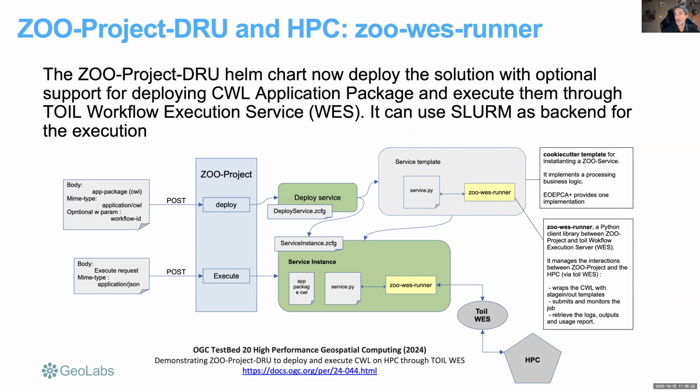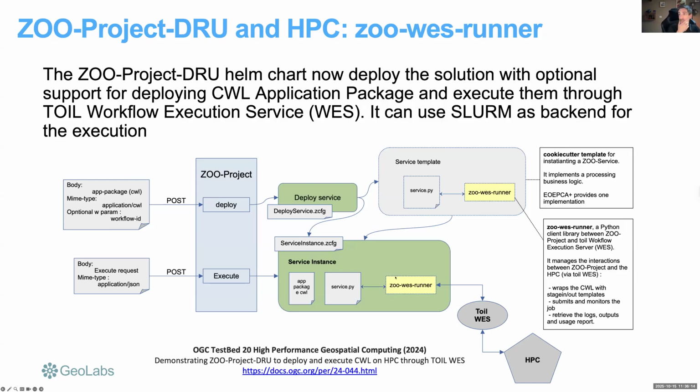Hopefully, with work led by EOEPCA, in the EOEPCA Plus project, we introduced the ZOO WES runner, which relies on the Toil Workflow Execution Service, made by Santa Cruz University in the US, and it can use Slurm as a backend for the execution. Actually, we are also using it in a very different way, meaning that you can use Slurm, but if you want to execute the CWL using Toil on your personal computer, you are also able to do so, and also to use a backend which can be Kubernetes.